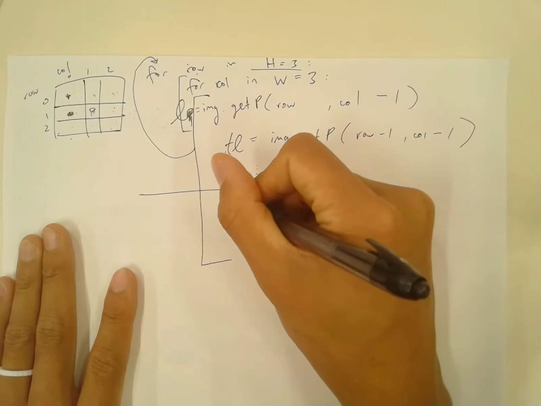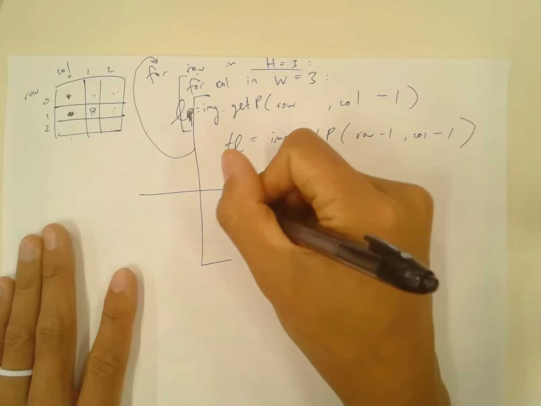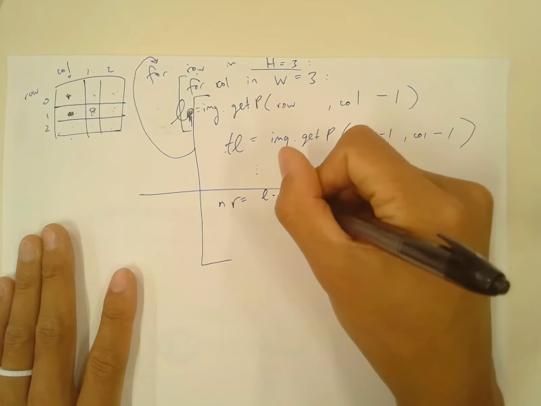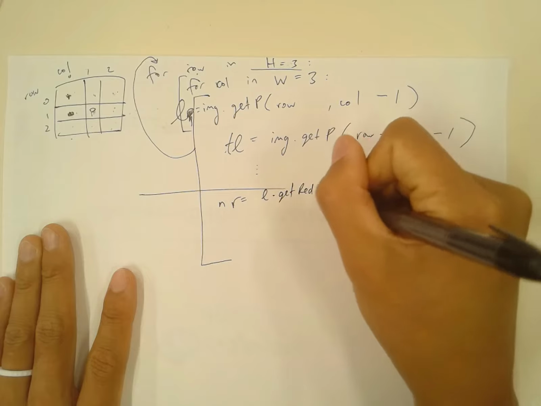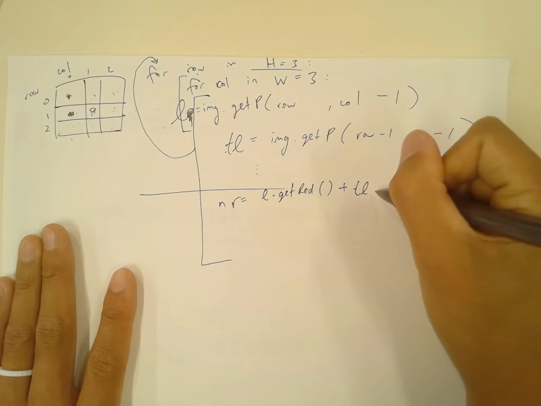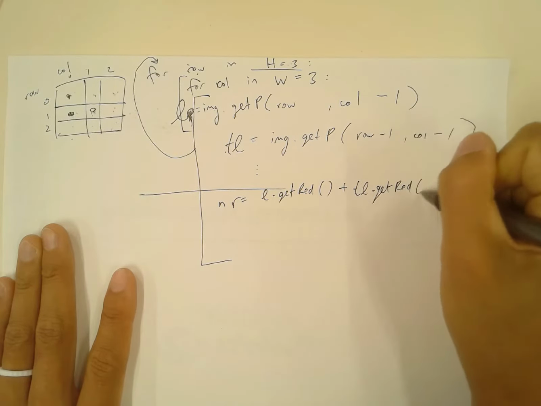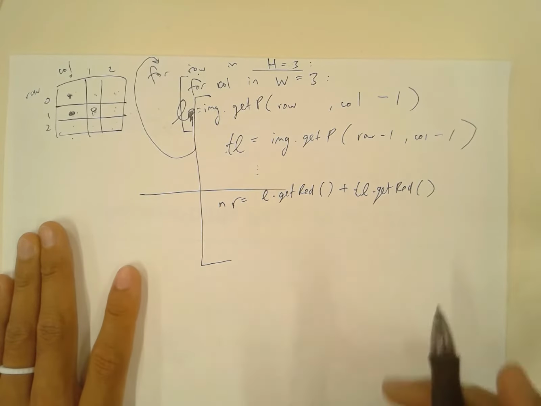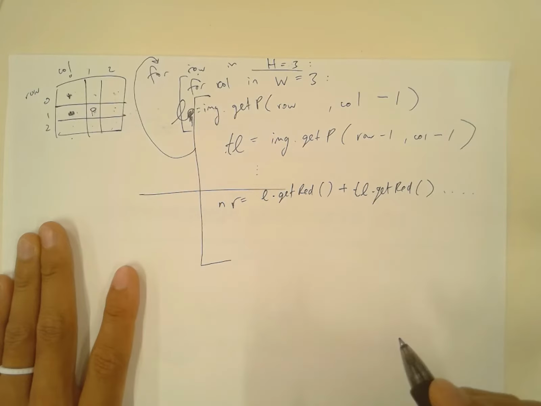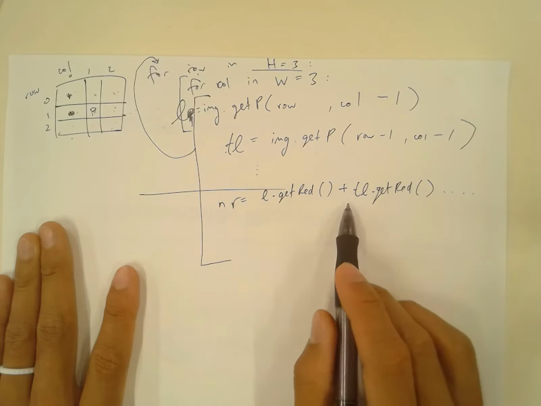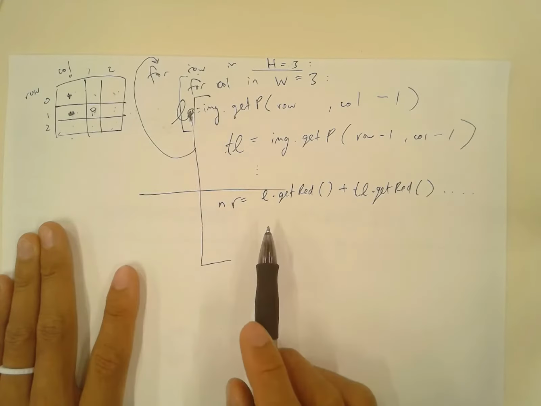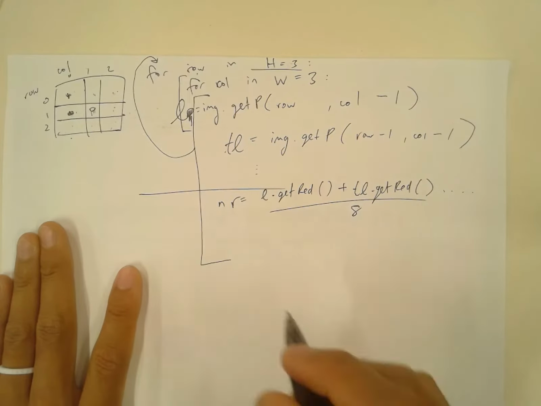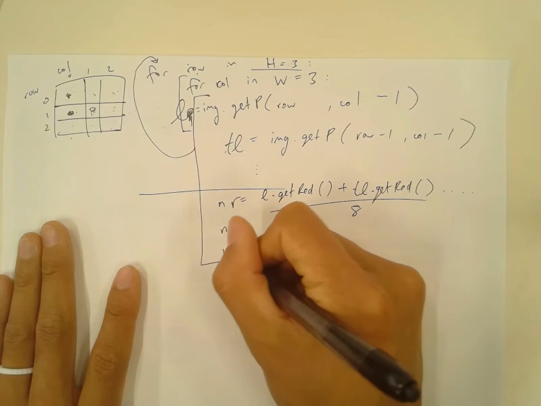Well, let's start with L, and we could say red, or maybe call it new red, is equal to left dot get red plus TL dot get red. And remember, get red is going to give you the intensity of red, which is a number from 0 to 255. And I'm going to say dot dot dot, right? Because we're going to do that not with just these 2 pixels, but with all of the 8 pixels that we got. And then we're going to divide all of that by 8 to get the average, right? And then we're going to do that for new green and new blue.